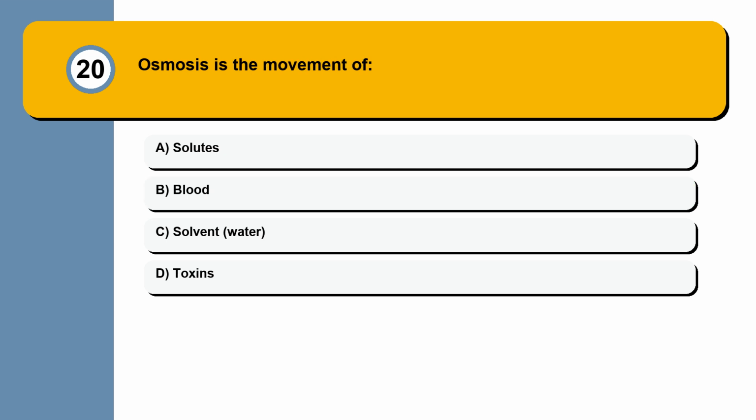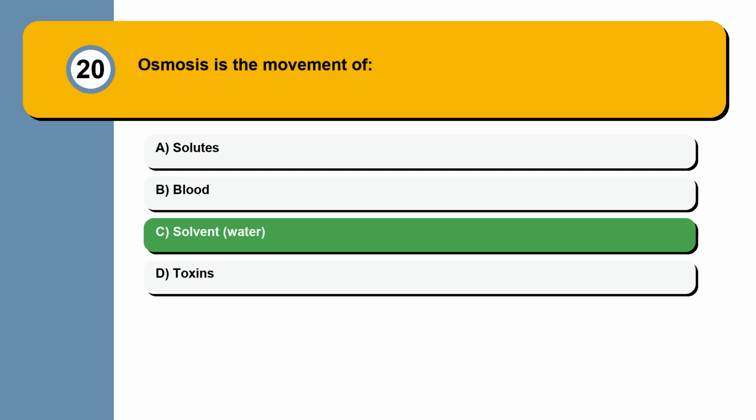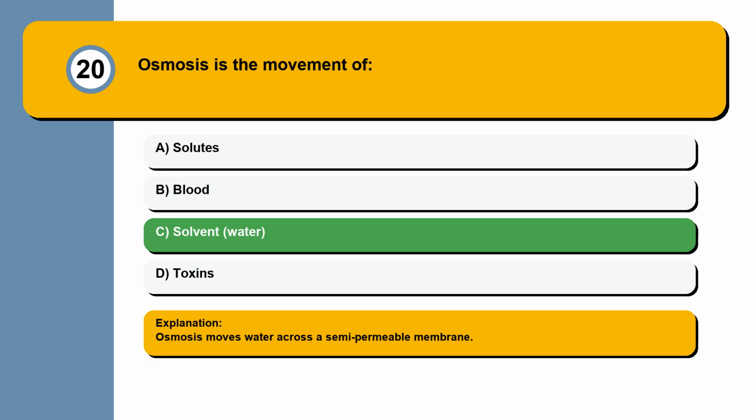Question 20. Osmosis is the movement of: solutes, blood, solvent (water), toxins. Osmosis moves water across a semi-permeable membrane.